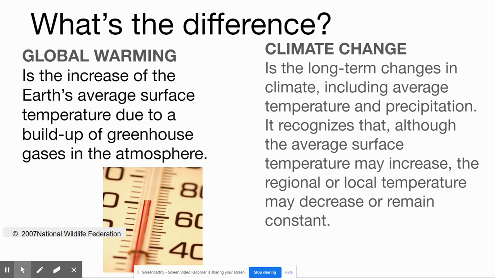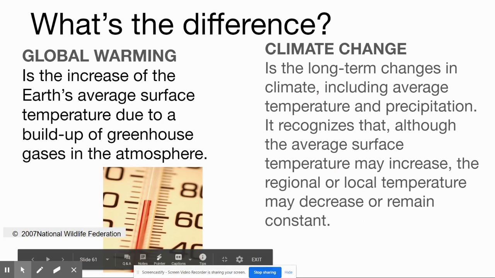So what is the difference between global warming and climate change? Global warming is just the increase of Earth's average temperature due to buildup of greenhouse gases in the atmosphere. Everybody used to call it global warming, but now climate change has been adopted. It is the long-term changes in climate, including average temperature and precipitation. It recognizes that although the average surface temperature may increase, the regional or local temperature may decrease or remain the same.